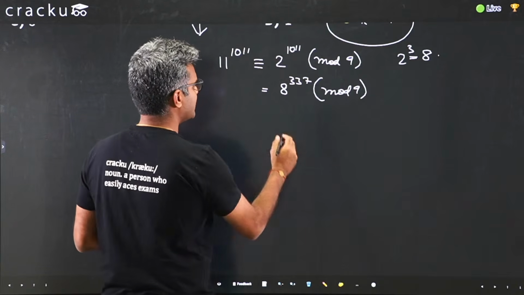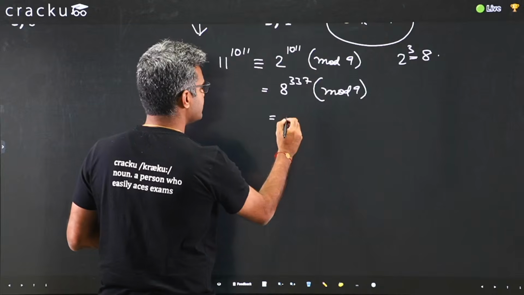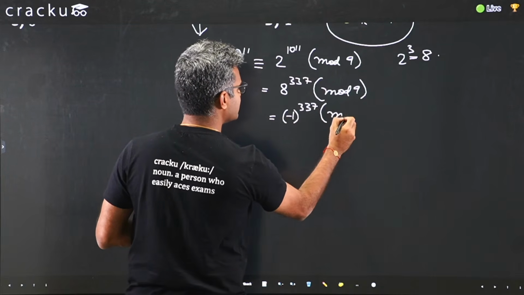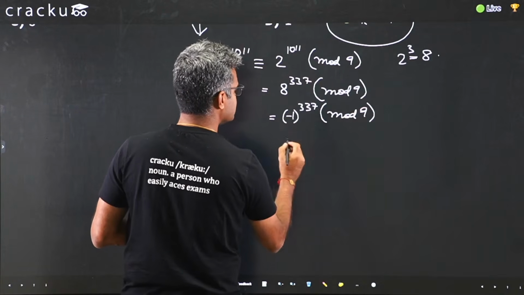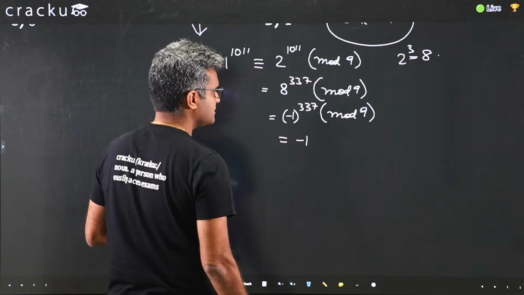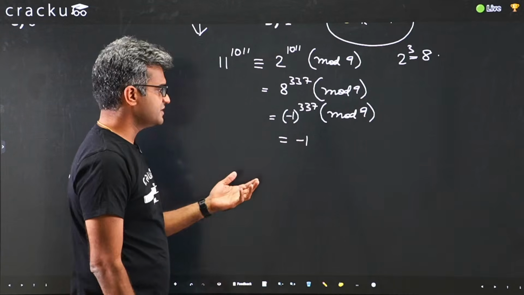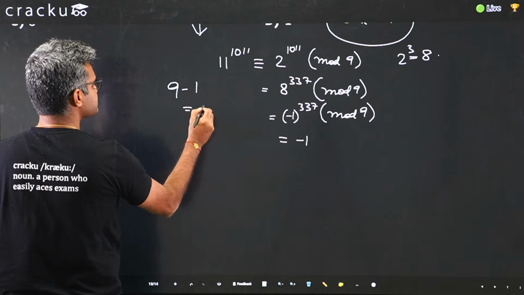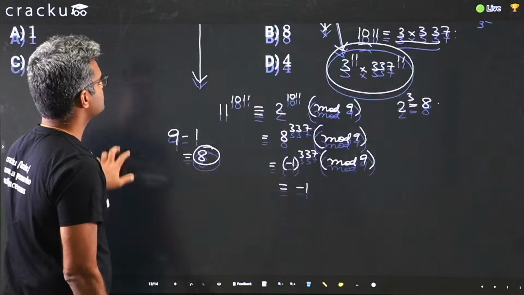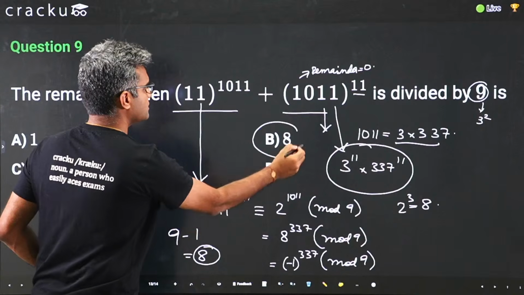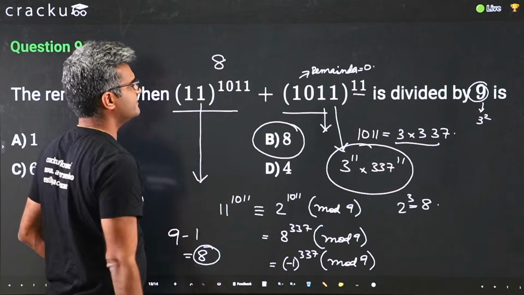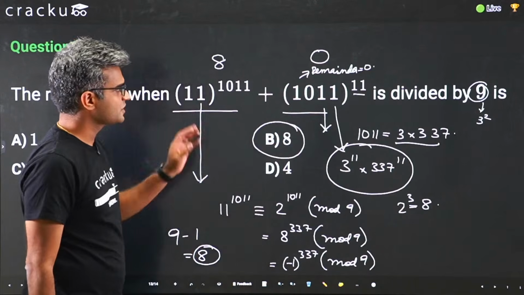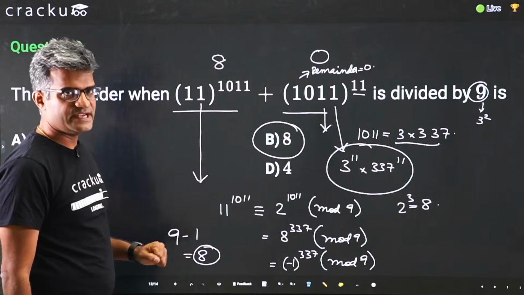8 is 9 minus 1. So the remainder will be minus 1 to the power 337 when divided by 9. This will equal minus 1. But when we are saying that the remainder is minus 1, what we are actually saying is that the remainder will be 9 minus 1, which is equal to 8. So the answer for this question is option B. The first term leaves a remainder of 8 when divided by 9. The second term is a multiple of 9, so it leaves a remainder of 0. Overall, the remainder will be equal to 8.